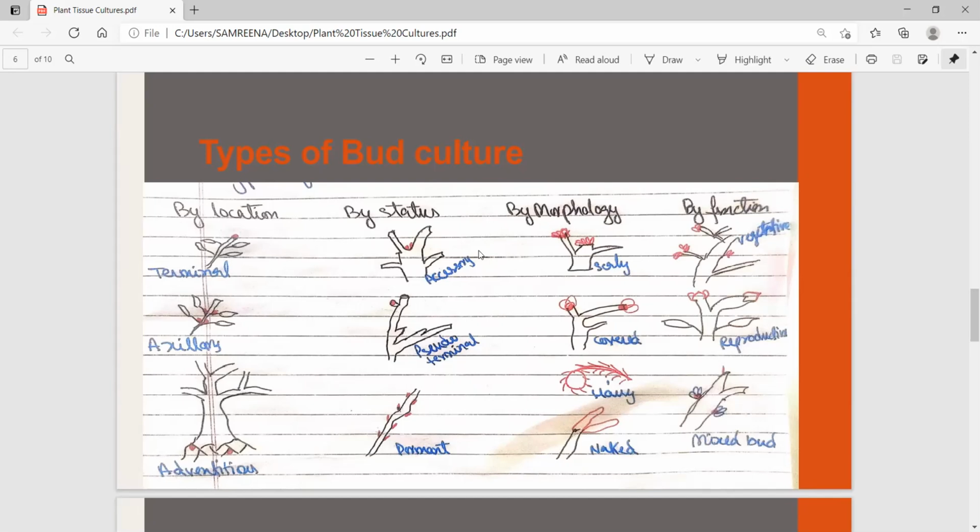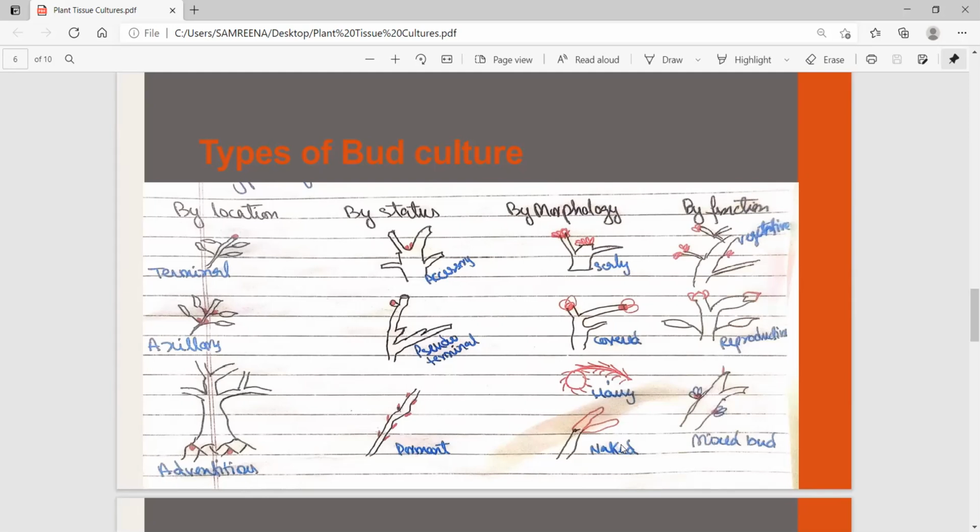And by status, we are having axillary or pseudoterminal or dormant buds. The trees that we have here, we have such type of buds there. As per the morphology, how they look like, they are scaly, or these buds are covered, or the buds which are having hairs on it, or simply the bud is naked to the environment. There is no covering or no hairy appearance on their surfaces.